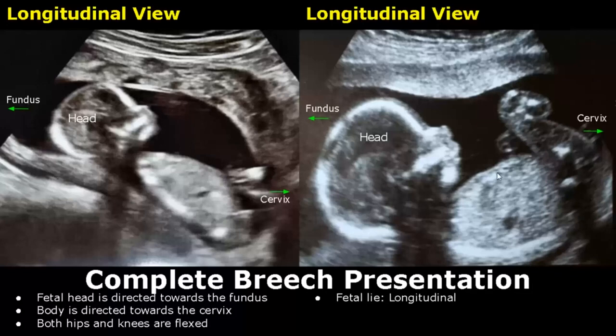Breech presentation has a few types. The first one is a complete breech presentation. Both the hip and knees are flexed. We see folded legs and flexed hips directed towards the cervix. The fetal lie is longitudinal. In a longitudinal view of the uterus, the fetus is also in a longitudinal orientation.